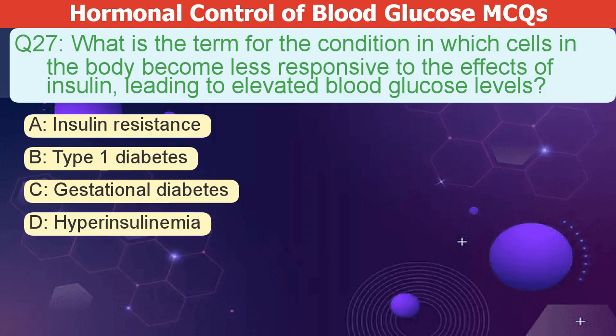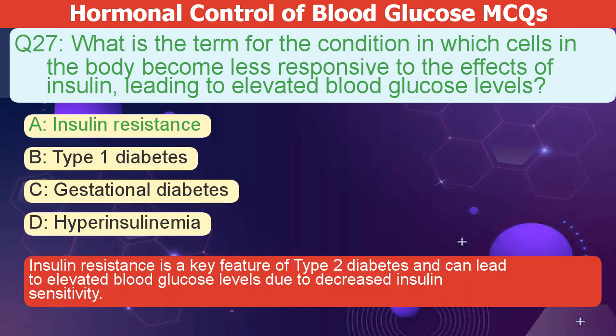What's the term for when your body's cells don't respond well to insulin, causing high blood sugar? A. Insulin resistance. B. Type 1 diabetes. C. Gestational diabetes. D. Hyperinsulinemia. The correct answer is A. Insulin resistance is a key feature of type 2 diabetes and can lead to elevated blood glucose levels due to decreased insulin sensitivity.